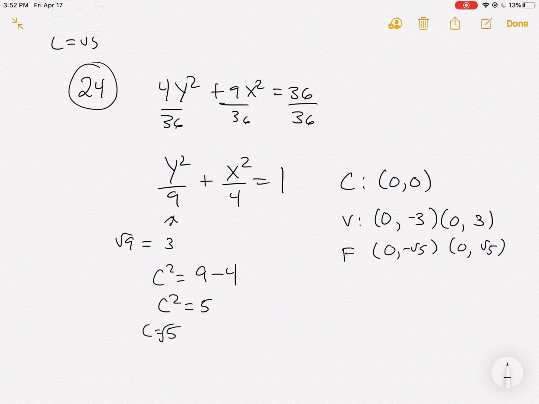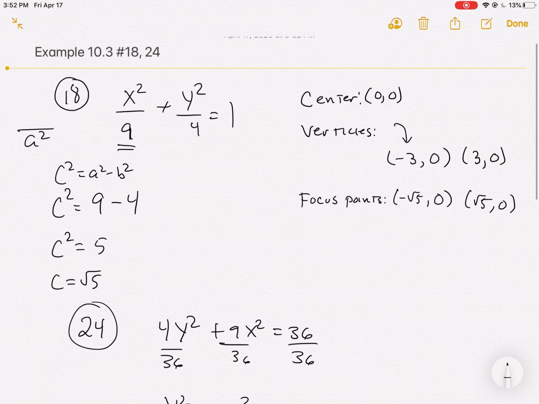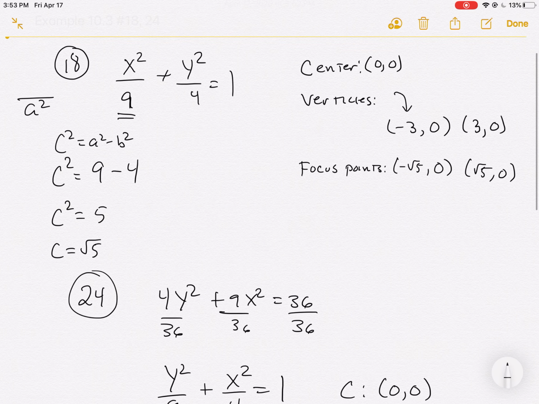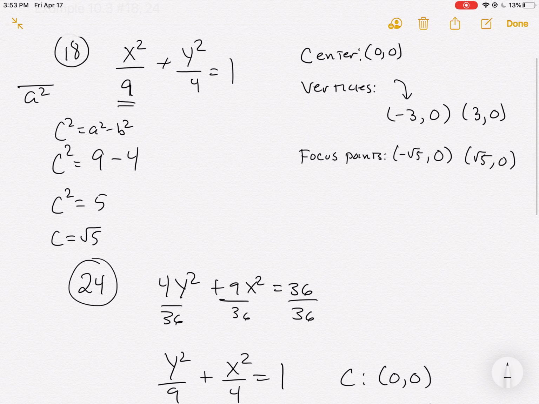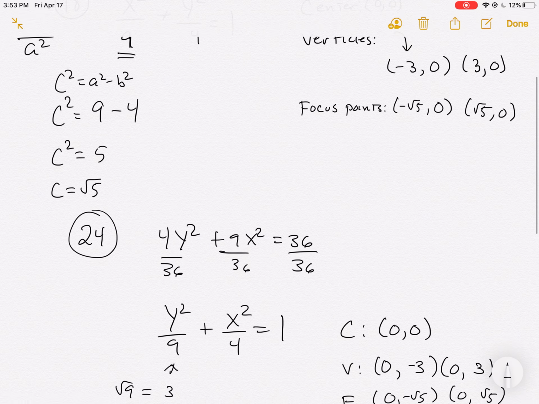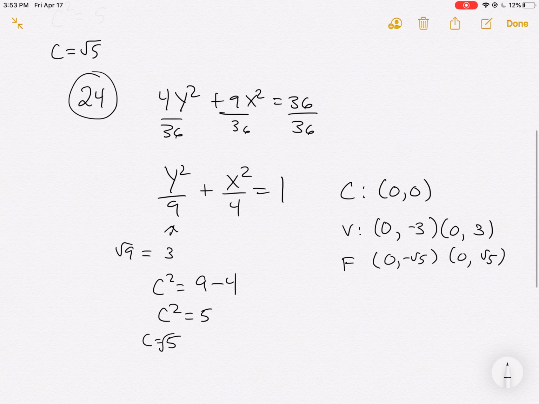So it's a very similar problem to number 18, although it appeared different in the beginning. The numbers are working out to be the same, but they're being applied to the opposite variable. And so it wouldn't matter who comes first or second. What matters is who has the bigger number underneath it, because that's the major axis where everything's happening in order to get the vertex and the focus points. And that's the way you do those types of problems.